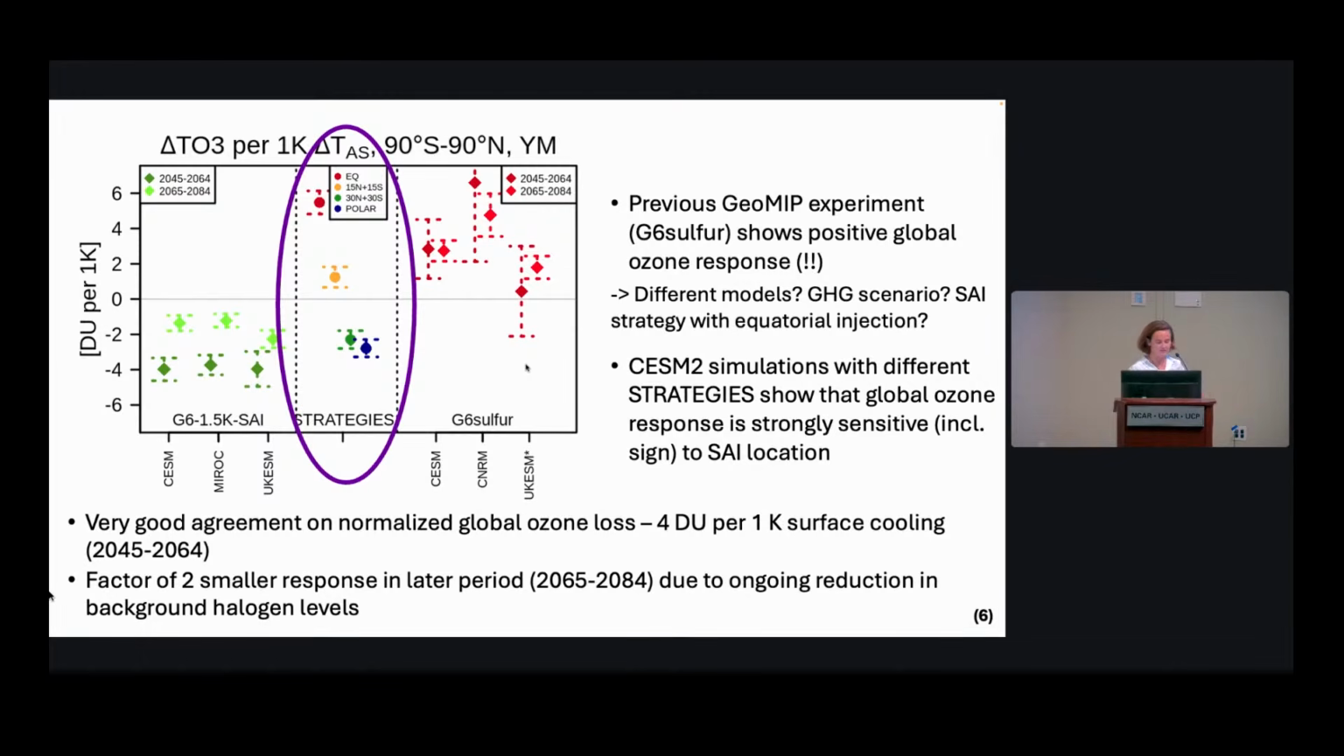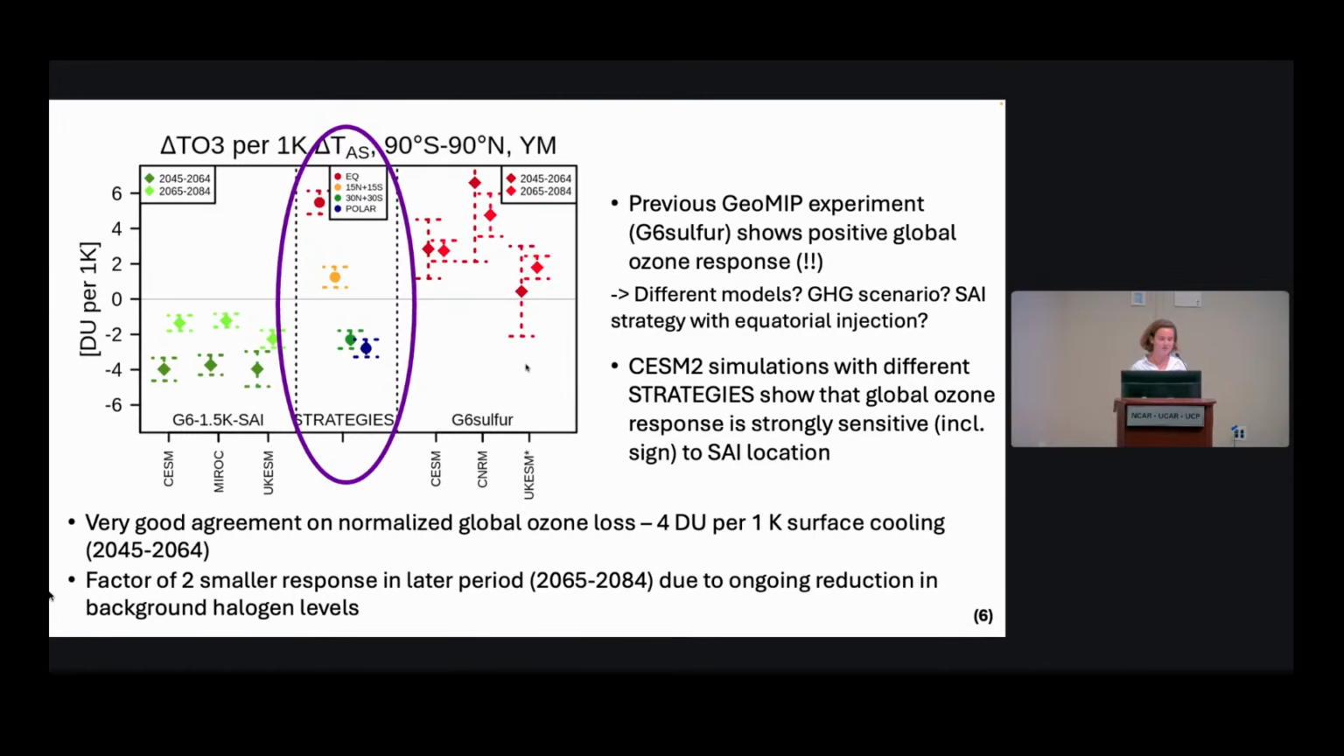So here I have the results from some older CESM2 simulations which systematically use different locations of SAI to achieve the same level of global mean surface cooling. And we see that for injection in the subtropics and high latitude, so this is the green and blue dots, those SAI simulations drive ozone decrease with time. And this agrees very well with the G6 1.5K SAI simulations on the left-hand side.